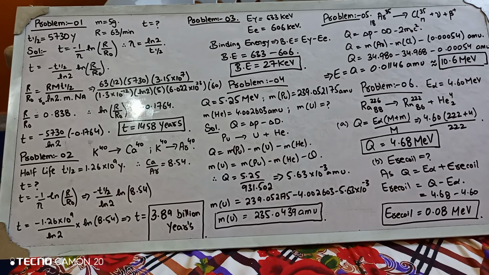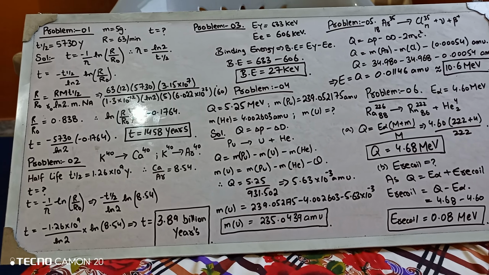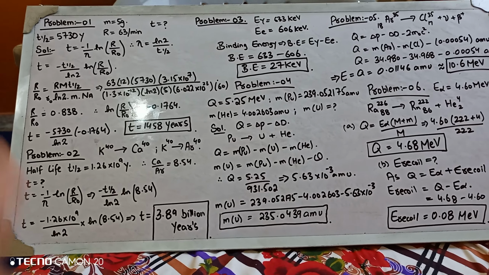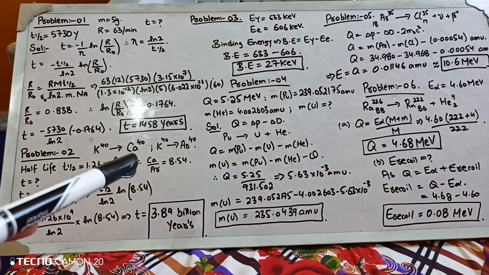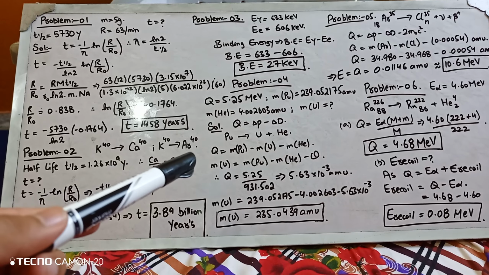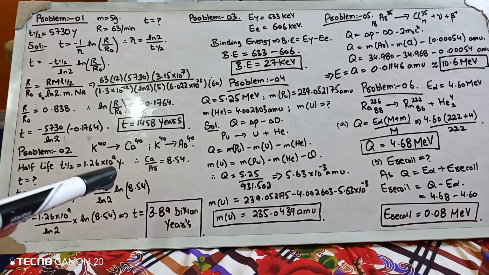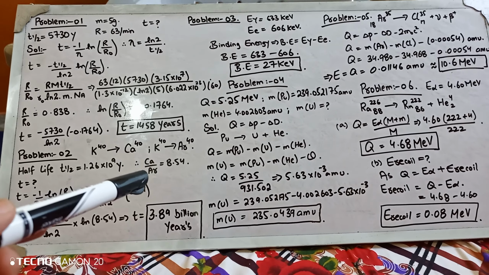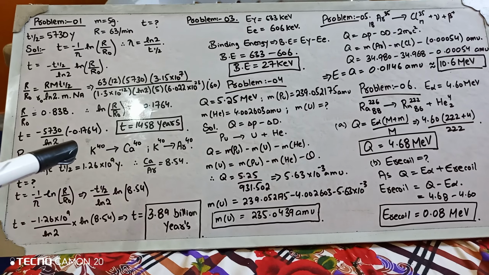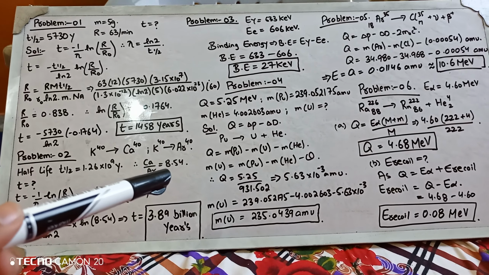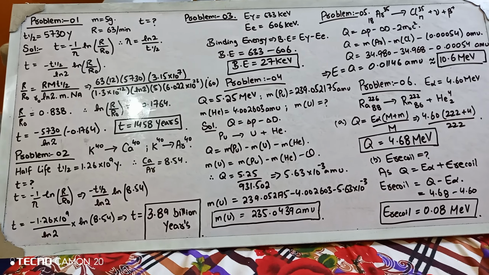Our second problem says that the isotope potassium-40 can decay either to calcium or to argon. The half-life is also mentioned, 1.26 into 10 to the power 9 years, and the ratio of calcium to argon from the decay of potassium is also given, which is 8.54. You have to find how old the sample is.